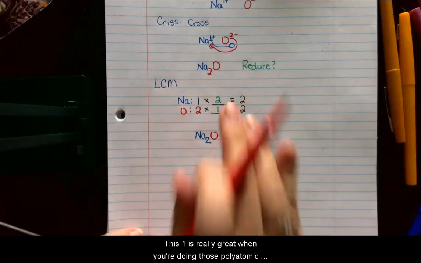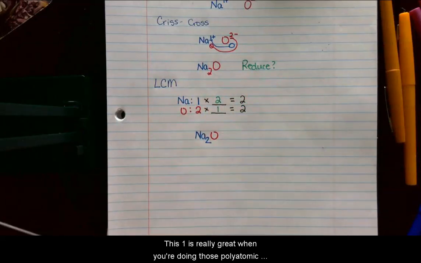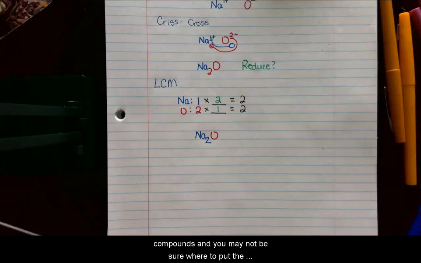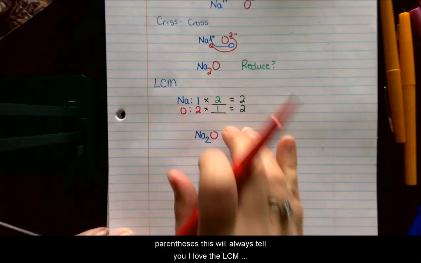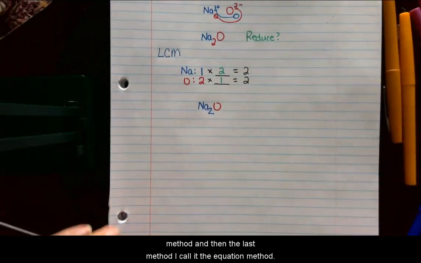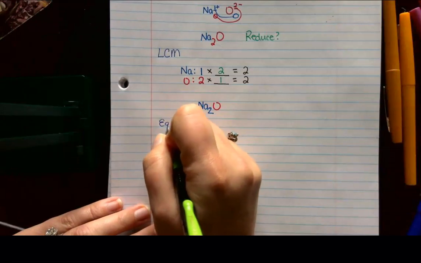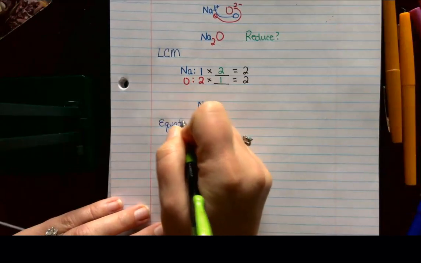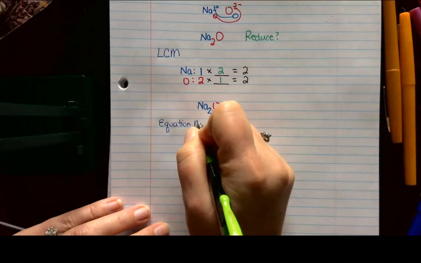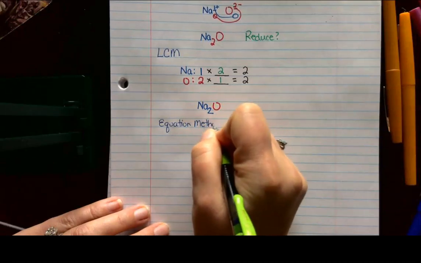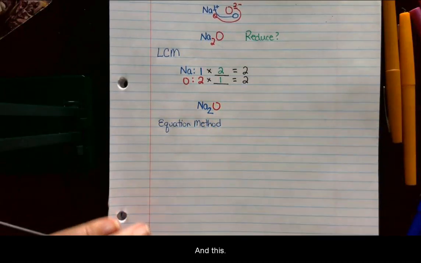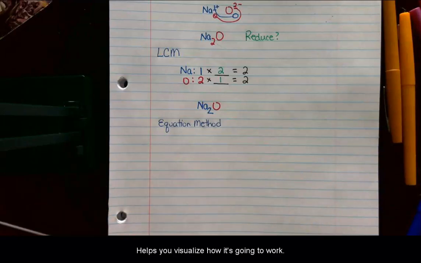This one is really great when you're doing those polyatomic compounds and you may not be sure where to put the parentheses. This will always tell you. I love the LCM method. And then the last method, I call it the equation method. And this helps you visualize how it's going to work.